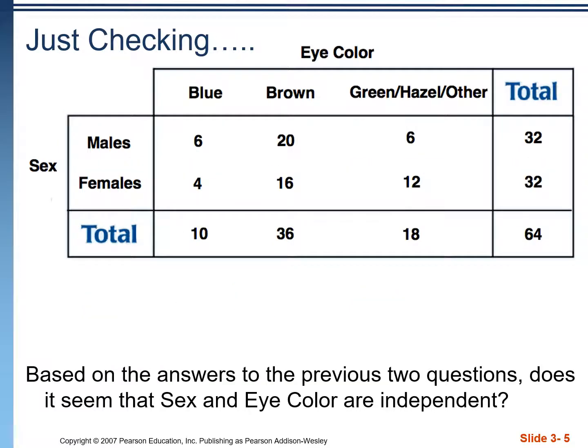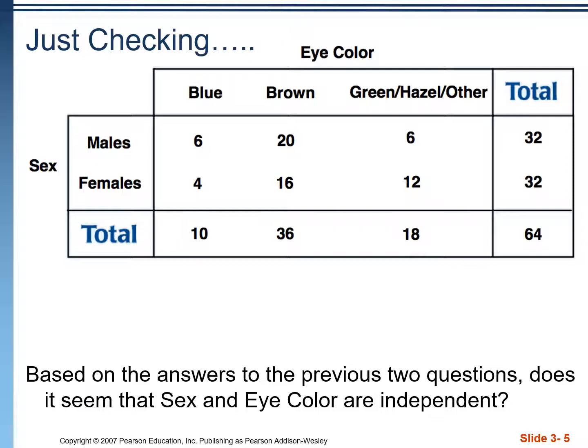Based on the previous answers, does it seem that sex and eye color are independent? So when two variables are independent, it means that they're not affecting each other. In other words, males and females would have the same distribution of eye colors. It doesn't matter if you're a male or a female. You're just as likely to have blue eyes, brown eyes, green, hazel, other eyes. In other words, all those percentages would be the same for males, females, and the total.